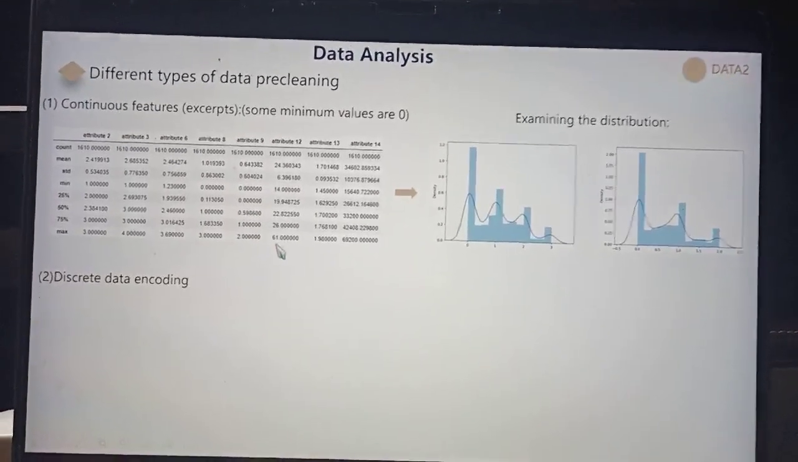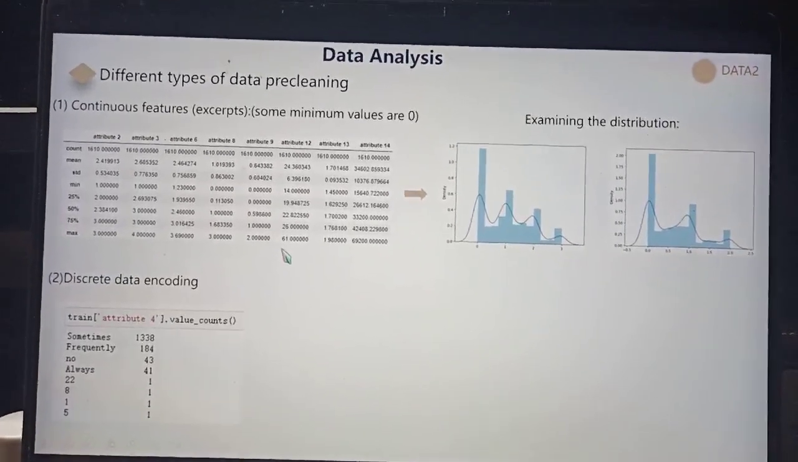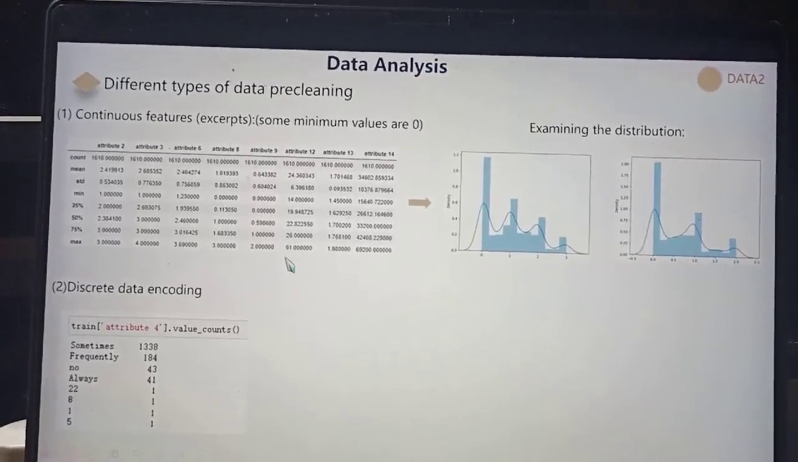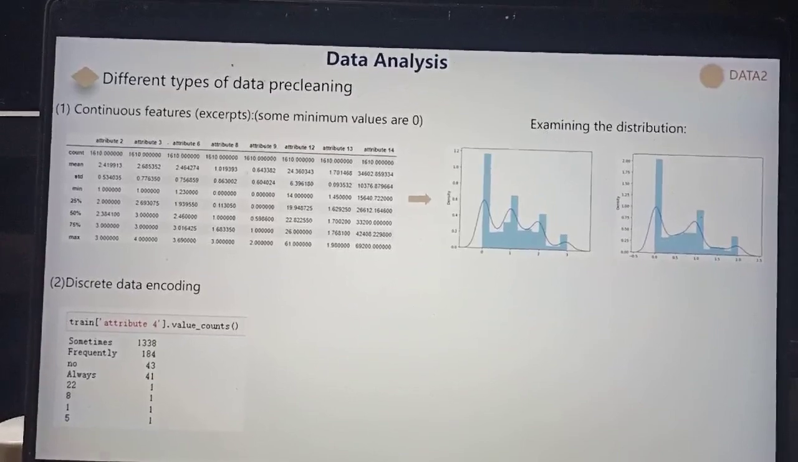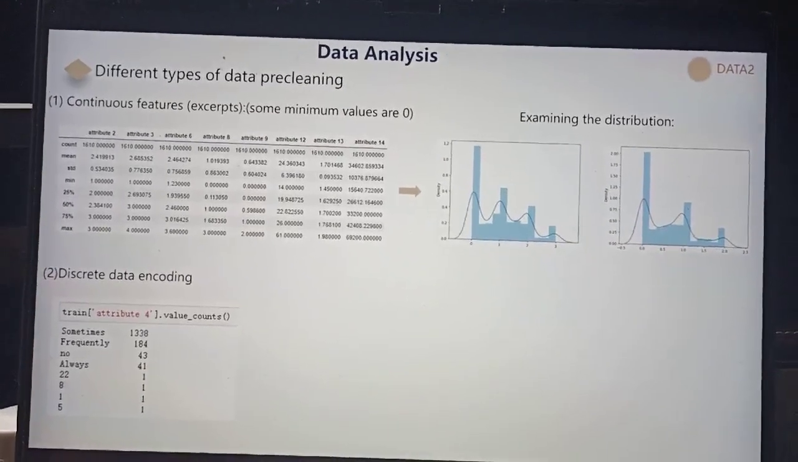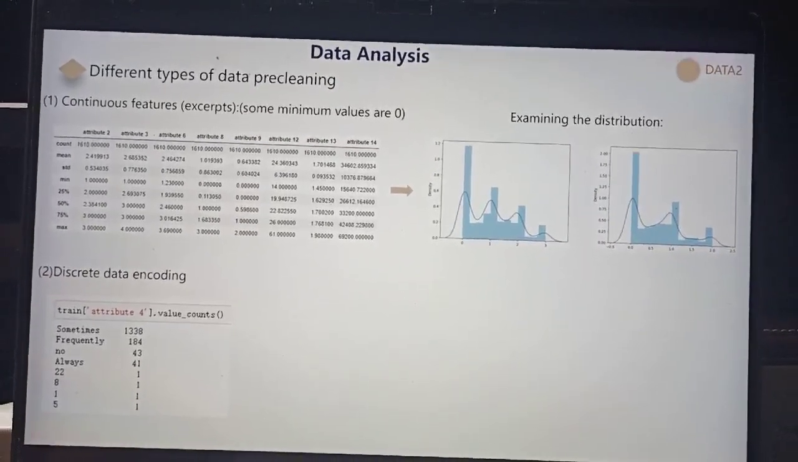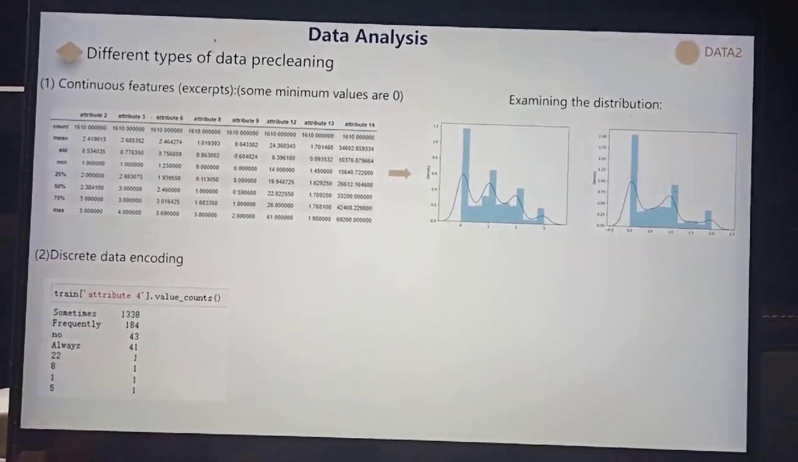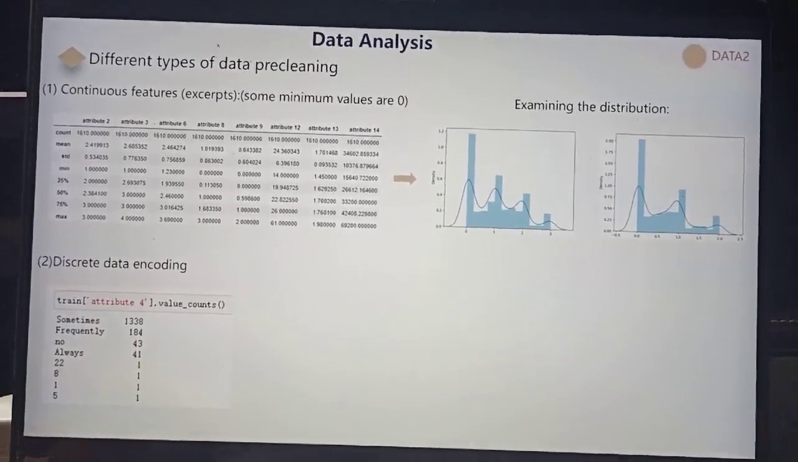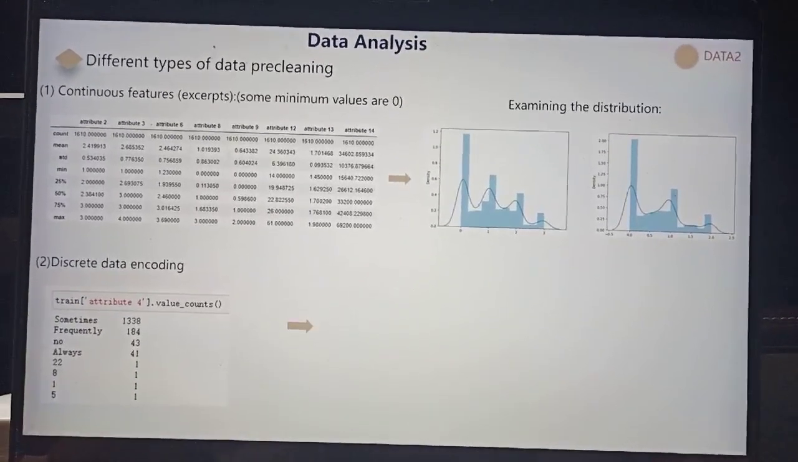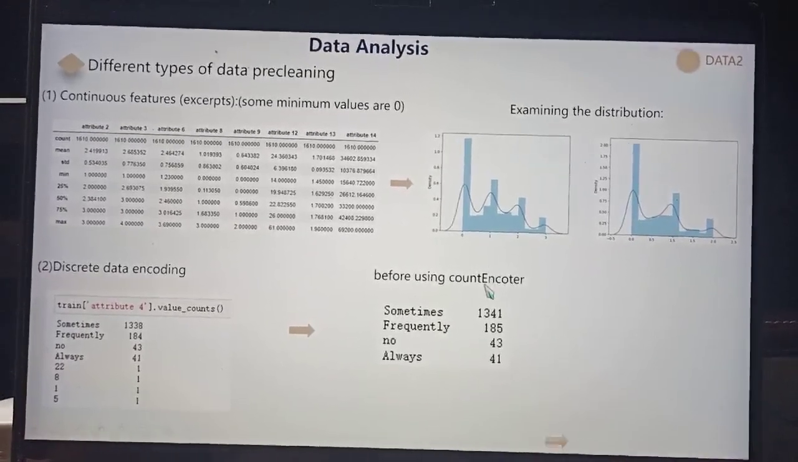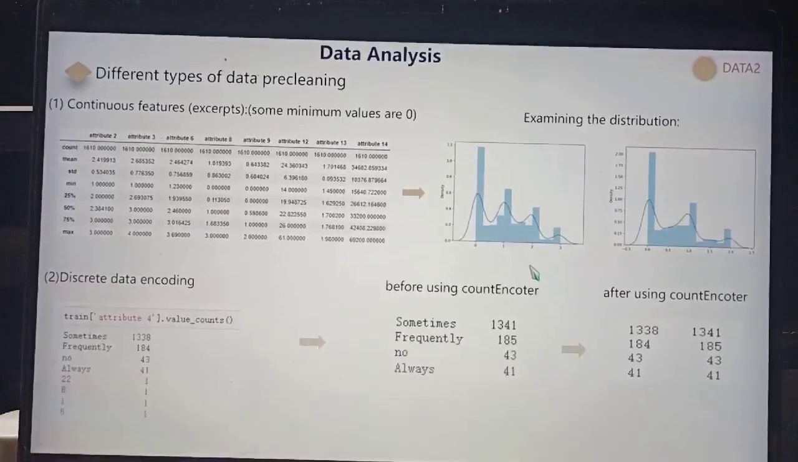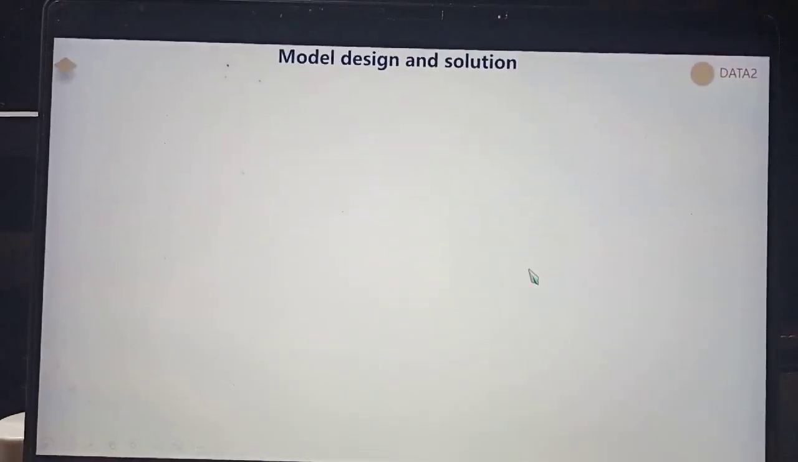Next we did the discrete data encoding. Both numbers and strings appear in variable 4. We understand the number as the number of times per mass. We use a count encoder to encode the string and replace the string with the number of occurrences. As shown in the picture, we can see the comparison: the first one is before using the count encoder, and the next one is after using the count encoder.